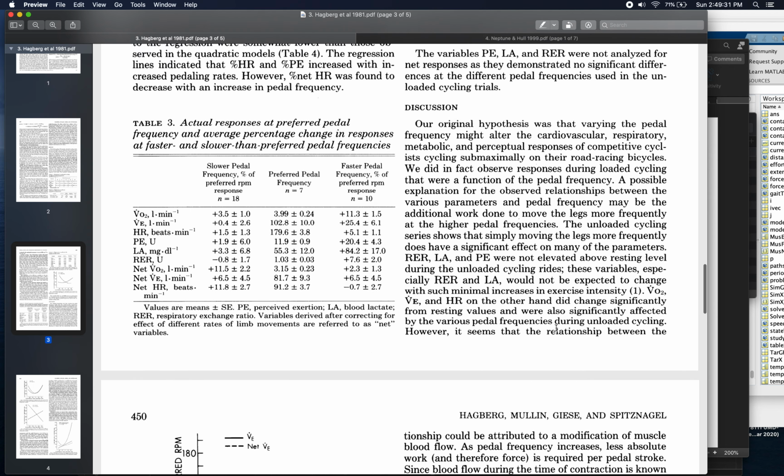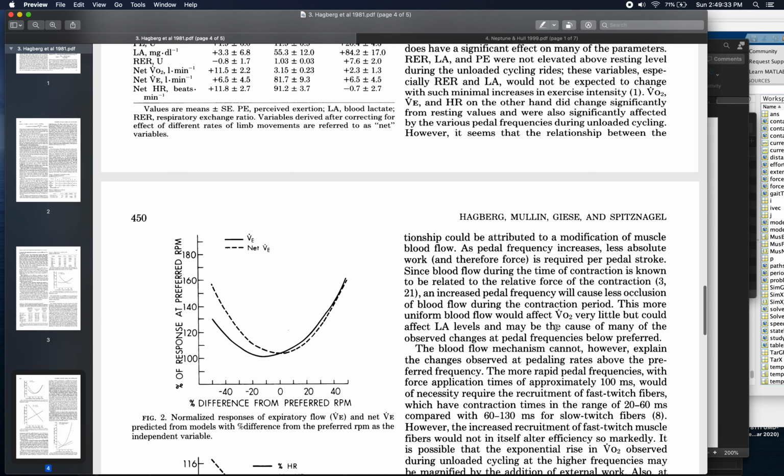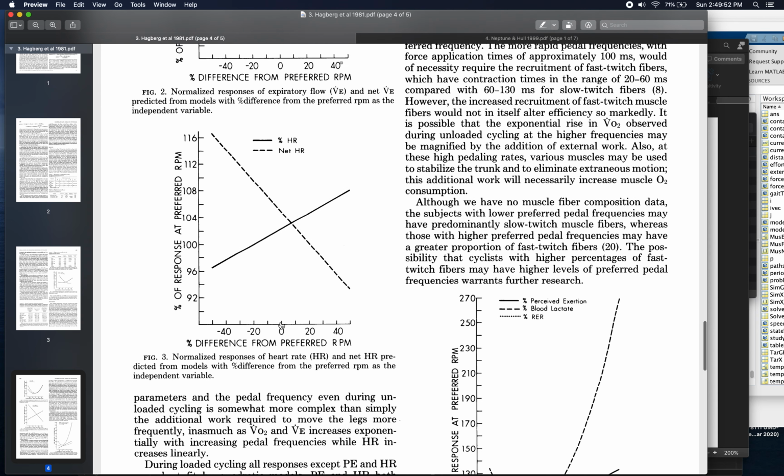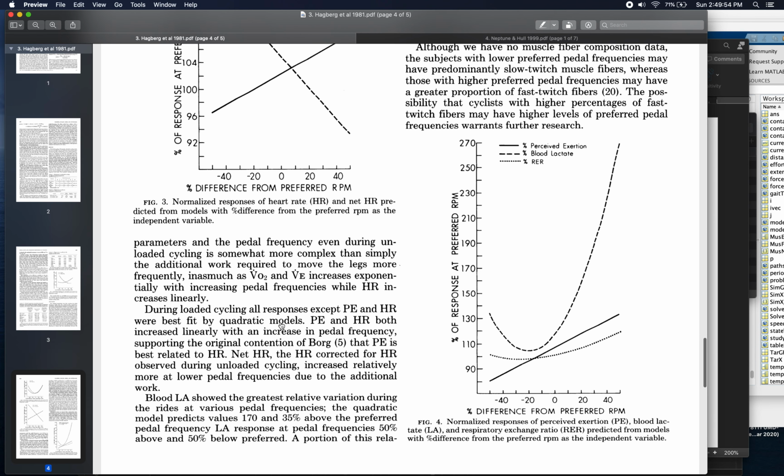However, if you look at some of these other graphs, like here is showing my rate of expiration, the rate at which I'm expiring air from my body. You can see here, at least for the gross one, not for the net one, that was minimized at just about 10% below the preferred pedaling rate. And if I look here at blood lactate, which is this solid line there, that one's also minimized at 10 to maybe 15 to 20% below the preferred pedaling rate.